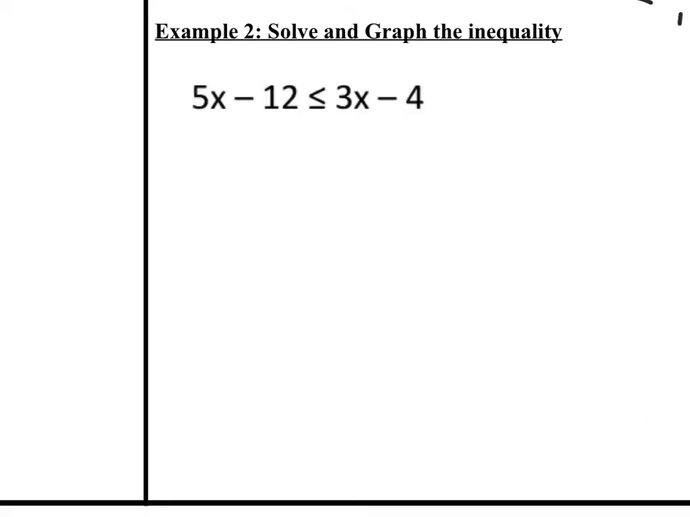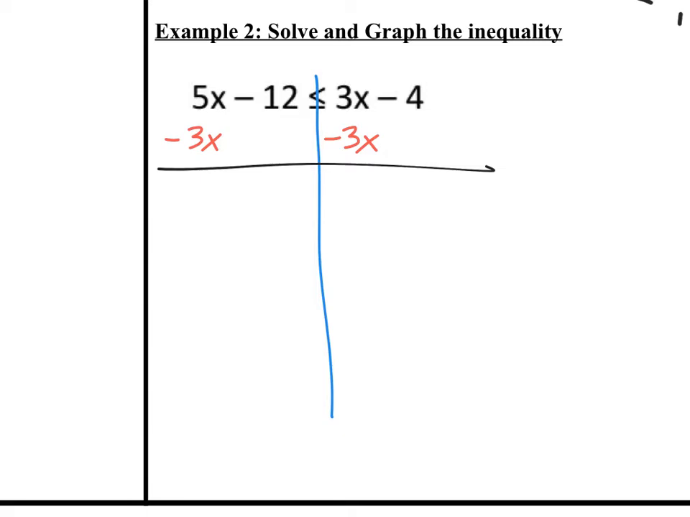Example 2. Same process, don't call me after midnight. First thing I check for is distribution. I don't have any, so then I check, can I combine like terms? No, I can't. They're on different sides. Do I need to move my variables to one side? Well, yes, I do, because I have variables on both sides, and we do not like that. Let's go ahead and move them. Let's move the 3x. It's positive, so I will subtract it so that my new equation is now 2x minus 12 is less than or equal to -4.